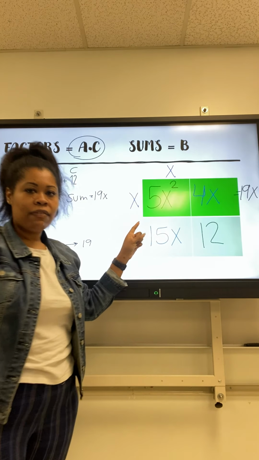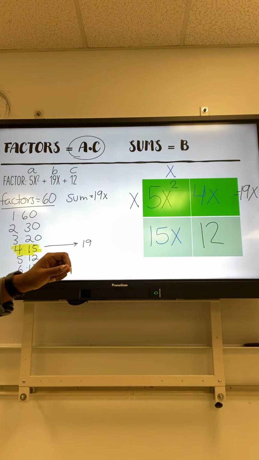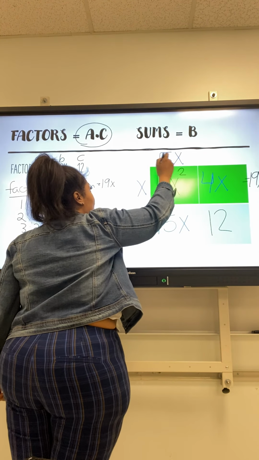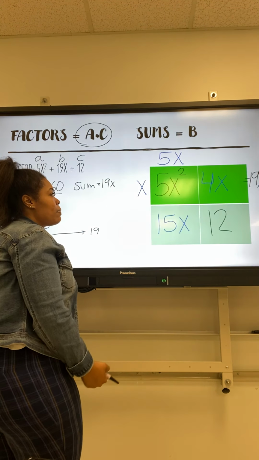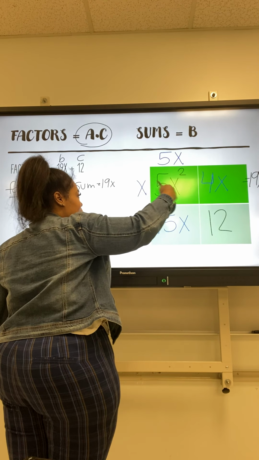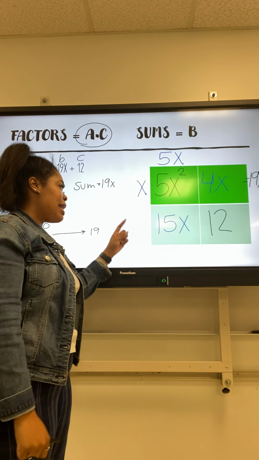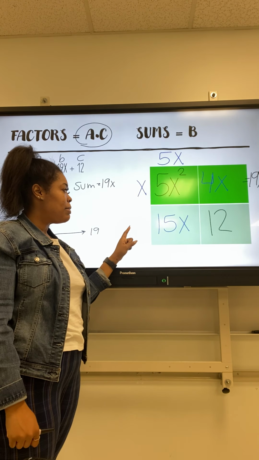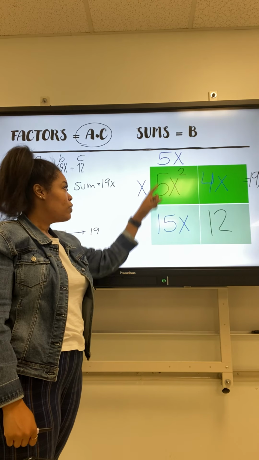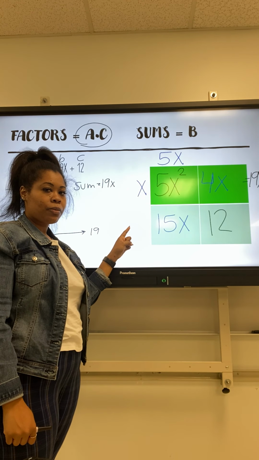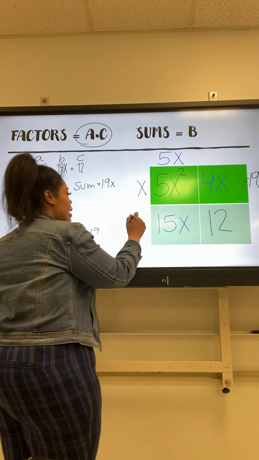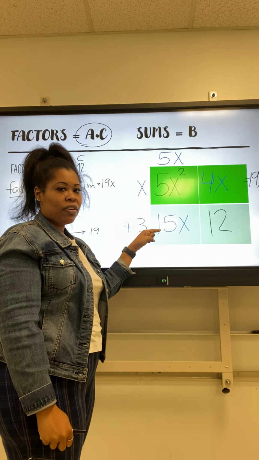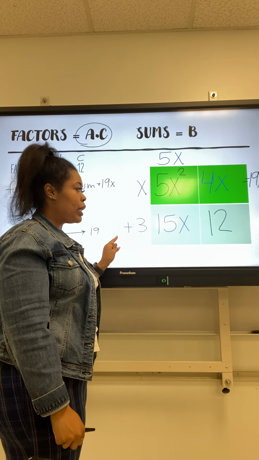You should notice here that for both of those, I can pull out a 5, because these both can be divided by 5. And so 5x times x gives me 5x squared. And then now if I look here, I need 15. So 5 times something is going to give me 15. So I need to figure out what goes here. Okay? Hopefully you said a positive 3. So 5 times positive 3 would give me 15x. So that's going to be a plus 3 here.